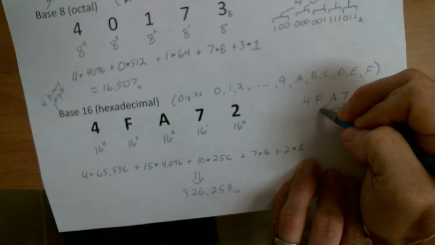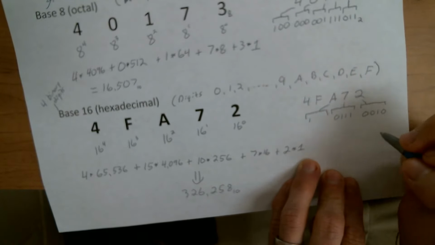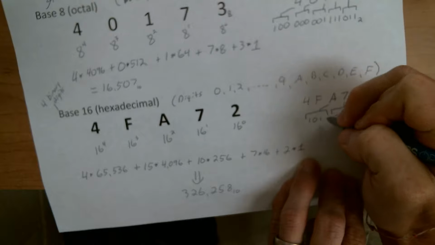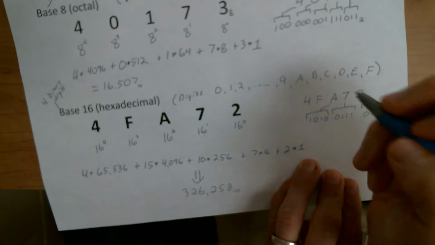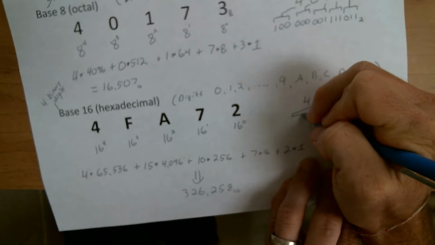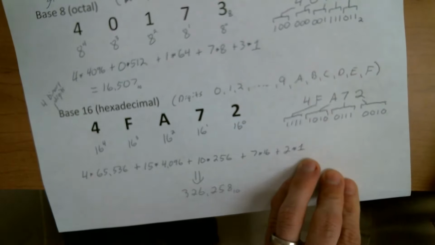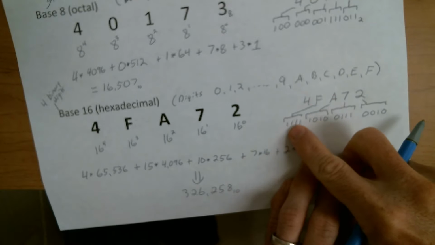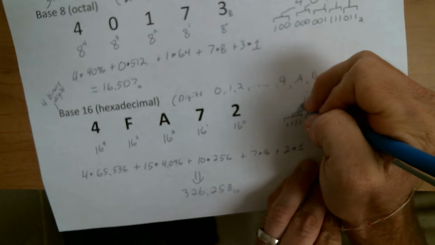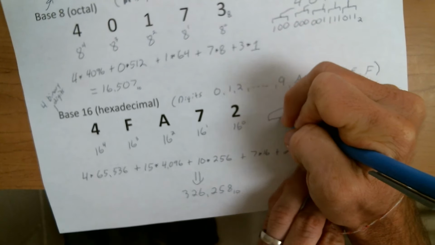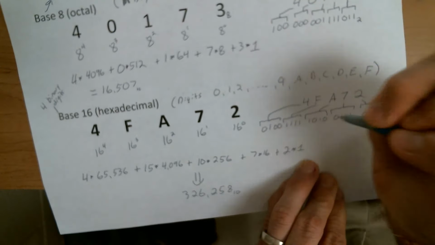A, which remember is really 10, means I've got a 1 in the 8 spot and then a 1 in the 2 spot. So there's my 10. F is really 15. So that's going to be 1, 1, 1, 1. 8, 4, 2, 1. That's where my 15 is coming from. And then this 4 here is going to be 0, 1, 0, 0.